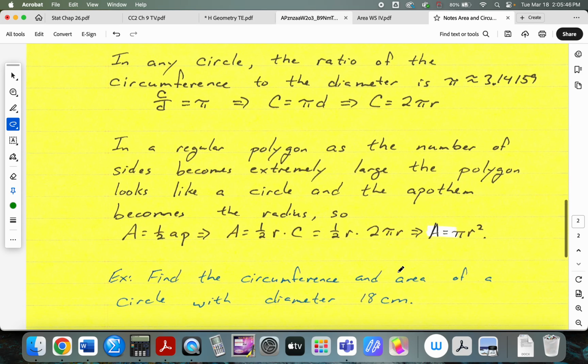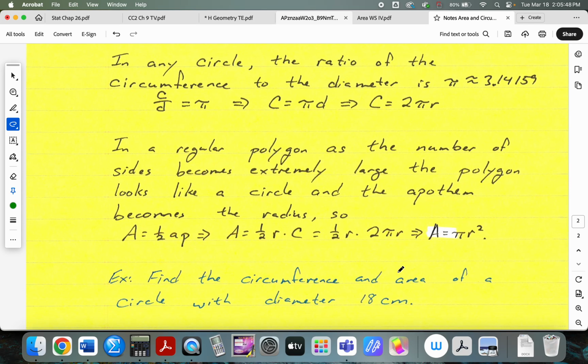All right, page 2. Something you did either in 7th grade or 8th grade math, or perhaps both, is that in any circle, the ratio of the circumference to the diameter is pi. Pi is approximately 3.14159, but the digits go on infinitely. The next 2 are 2.6, but then after that I don't know anymore.